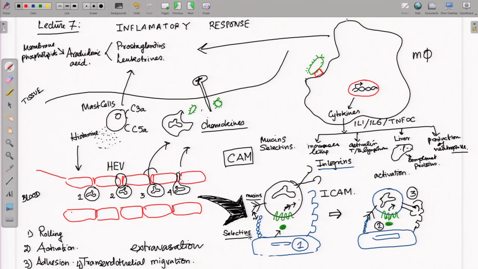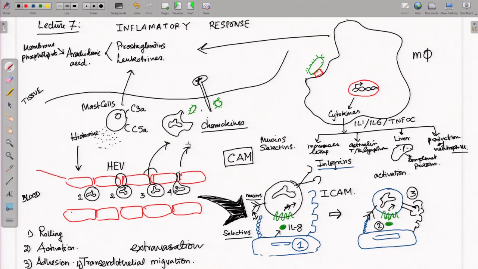Then there is activation. Activation is primarily because of the secretion of chemokines. The major chemokine involved here is interleukin 8, IL-8, which is responsible for this second step, the activation step. When the chemokine binds to its receptor here, that leads to a rearrangement or conformational change of the integrins, facilitating their binding to the immunoglobulin superfamily of cell adhesion molecules present on the endothelial cell, leading to the third step, adhesion. Then there is the fourth step, transendothelial migration, and by that they migrate to the tissue.